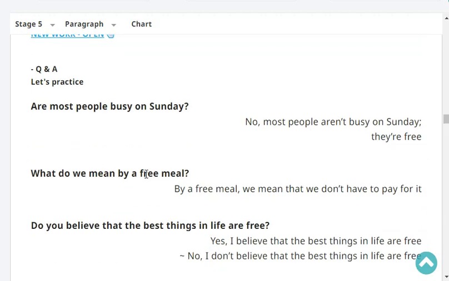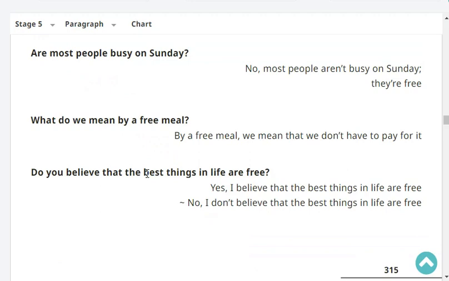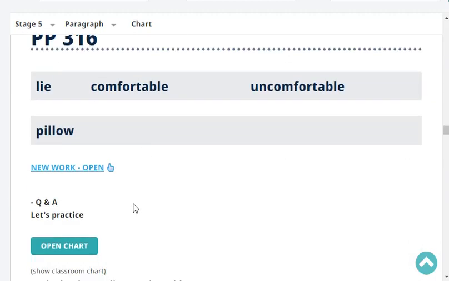What do we mean by a free meal? By a free meal, we mean that we don't have to pay for it. Do you believe that the best things in life are free? Yes or no? Yes, I believe that the best things in life are free. Very good.